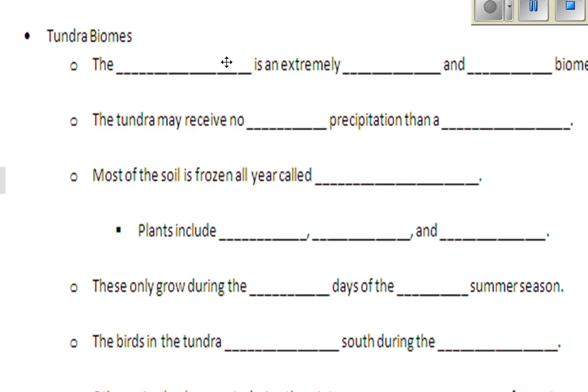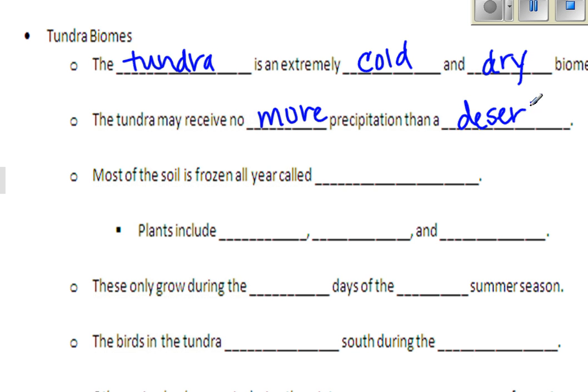Okay, the next biome that we're going to discuss is the tundra biome. Now the tundra is an extremely cold and dry biome. Cold and dry. So the tundra may receive no more precipitation than a desert. Okay, so tundra is cold and dry.